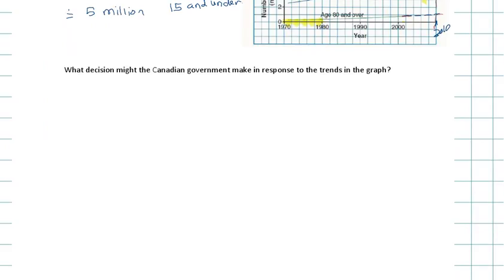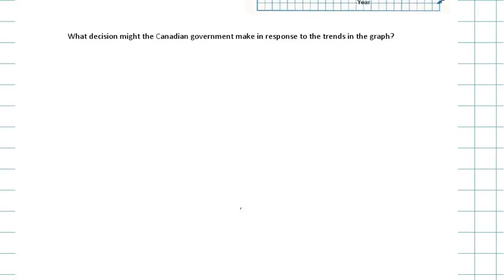So possible responses would be increased immigration of young families or students, right? Increase the retirement age. Improve health and social security.